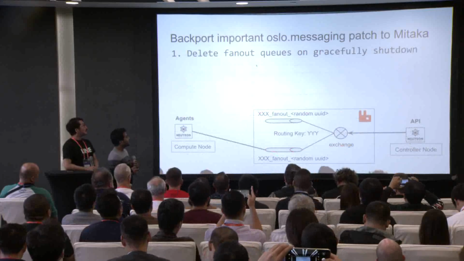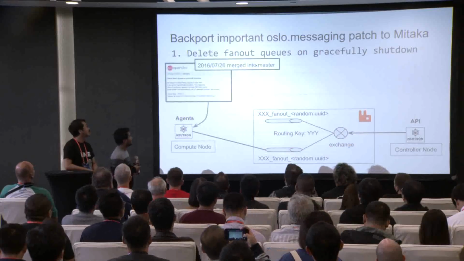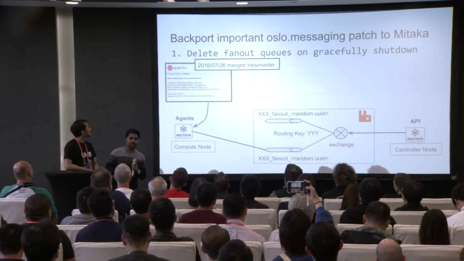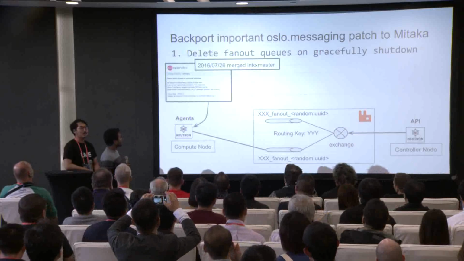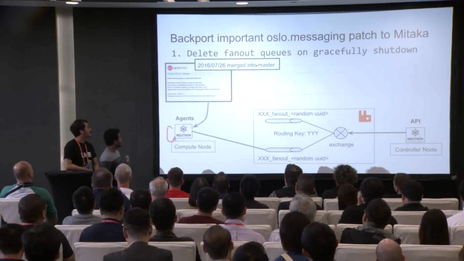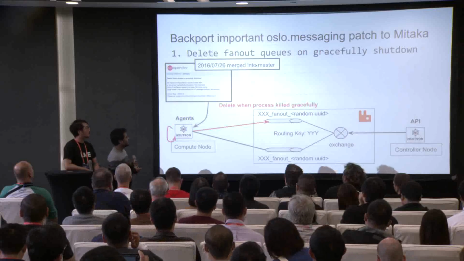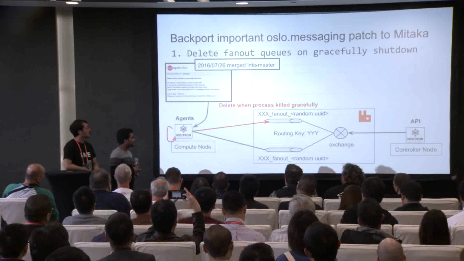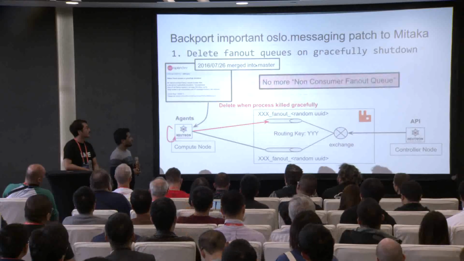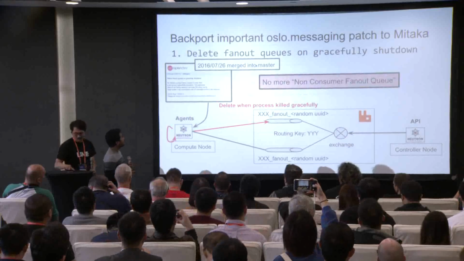So upstream actually has a solution to this, and the patch got merged in Newton, so we backported that to Mitaka. What it does is, when the neutron agent or any service restarts, it makes sure that it deletes the previous queue before creating the new queue. So no more non-consumer fan-out queues. So this was the important patch.